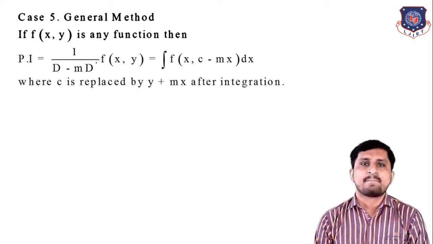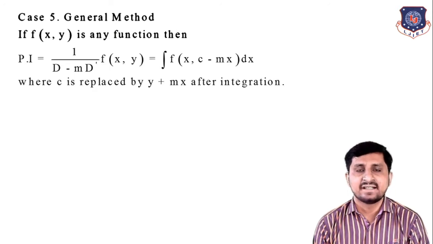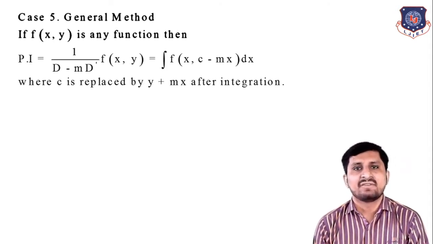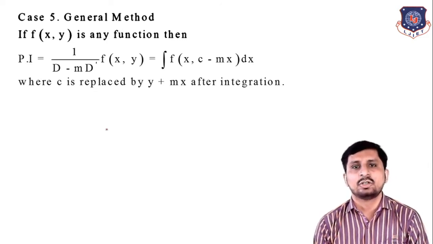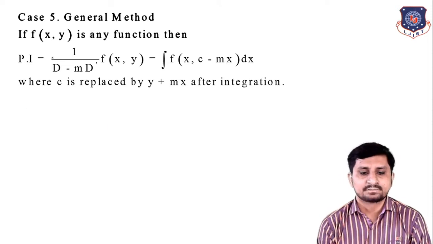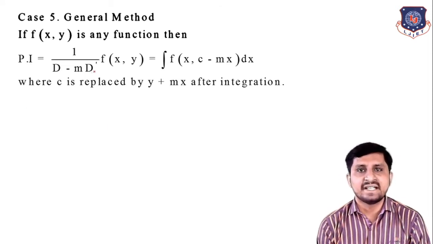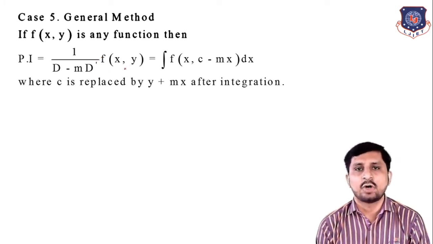First of all, you have f of D, D dash. From f of D, D dash you can factorize it into linear factors. After that, one by one, you have to operate each linear factor on f of x y. For that you have to follow this rule: 1 upon D minus m D dash. This is just one linear factor, operating on f of x y. How do you have to operate?